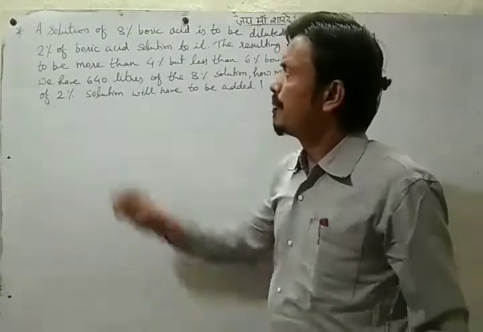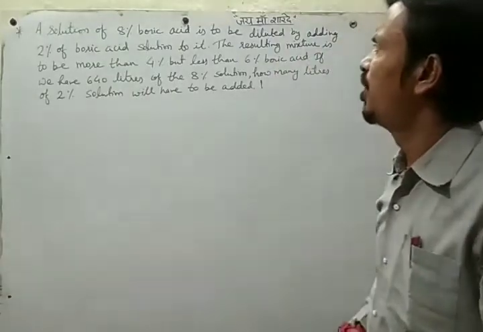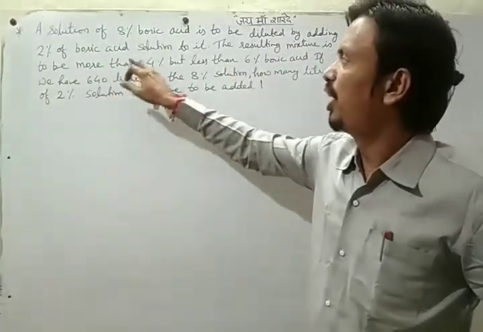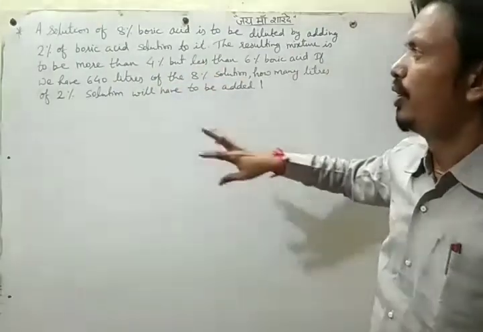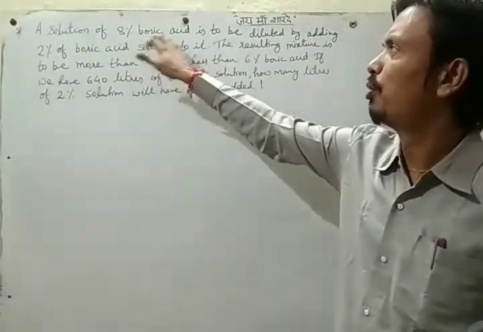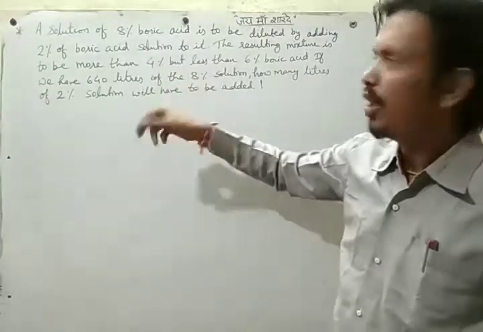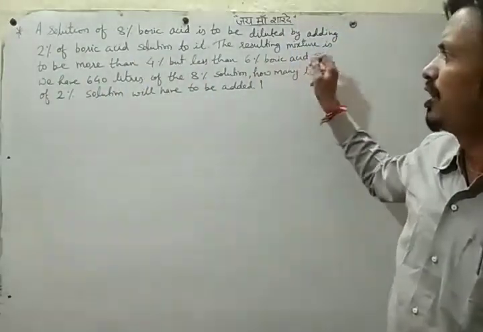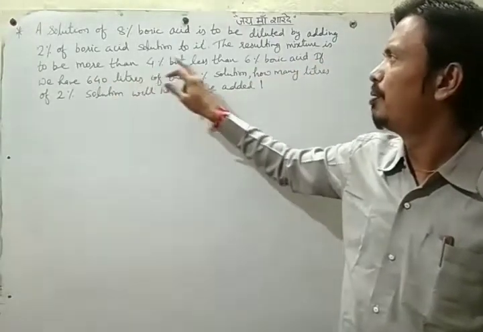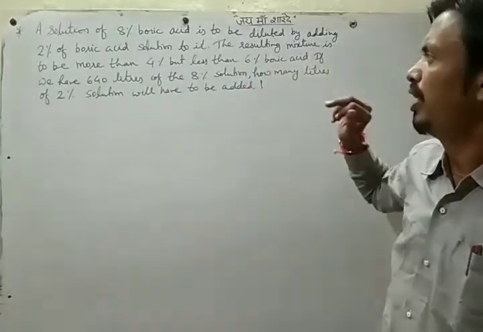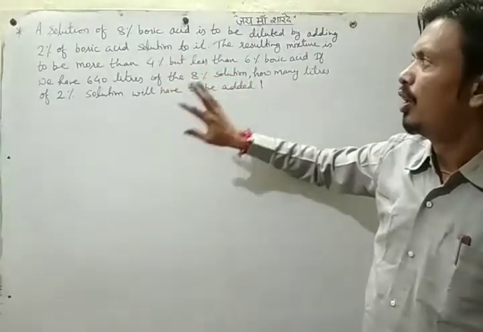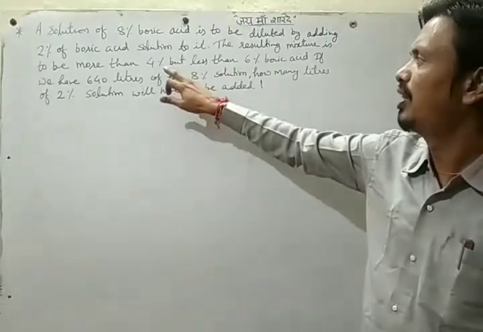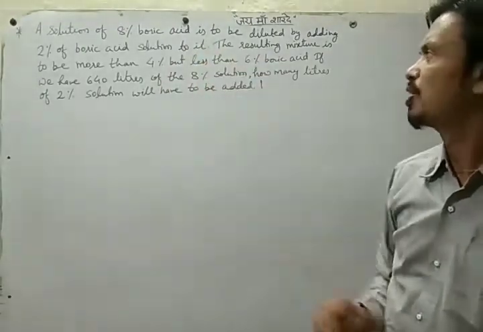Okay, beta, now the question is: a solution of 8% boric acid is to be diluted by adding 2% boric acid solution to it. We have been given one solution of 8% boric acid and we want to dilute it using 2% boric acid solution. Now the resulting mixture is to be more than 4% but less than 6% boric acid. So after mixing this, our boric acid should be between 4% and 6%.